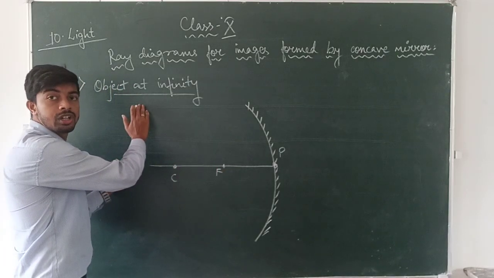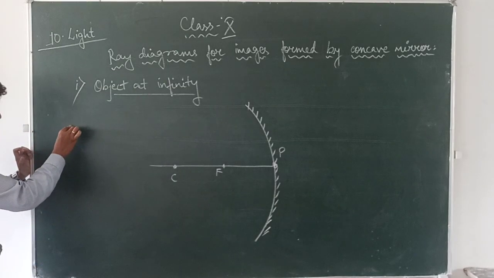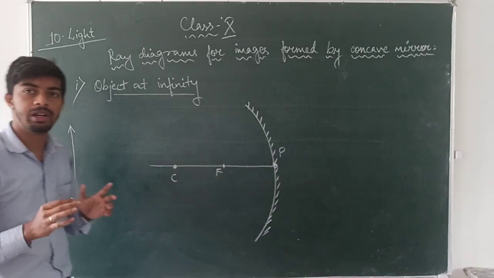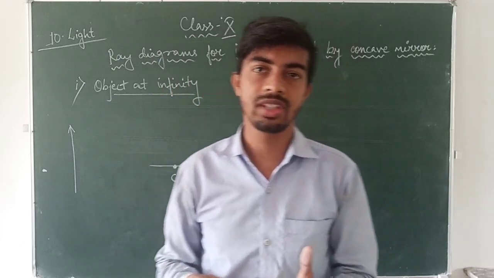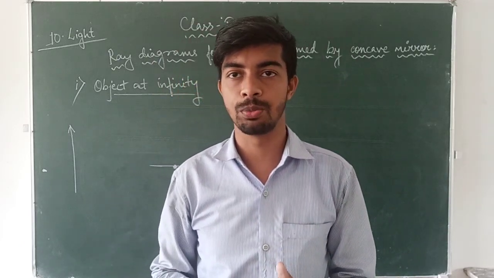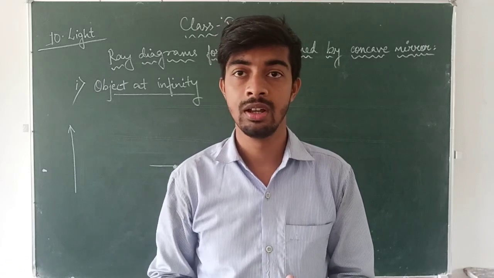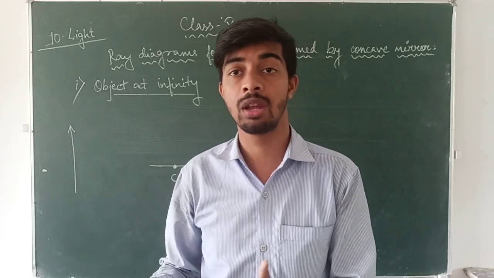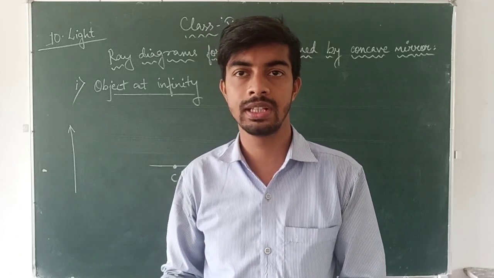So our first position is the object at infinity. When the object is at infinity, we always take the object a little bit bigger, because it is not possible to see any object if it is very small. If the object is at infinity, it will not be possible for us to see it. Basically, any object which is very far away from us, if we are able to see it, the object will obviously be bigger in size.